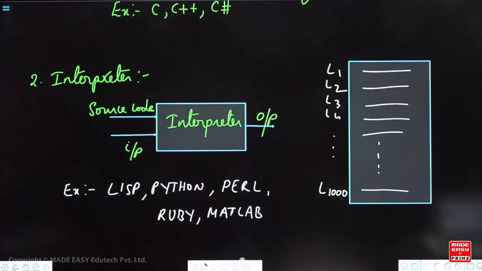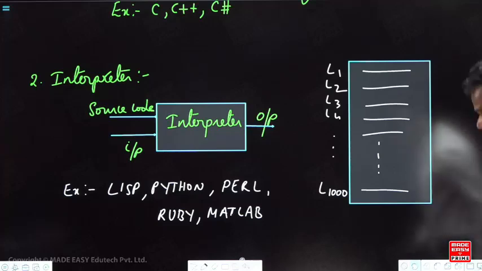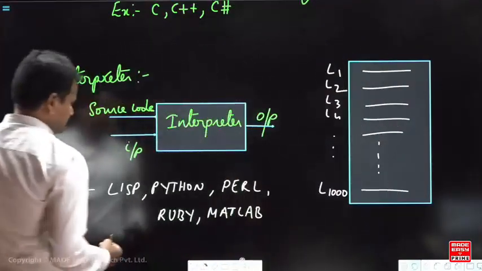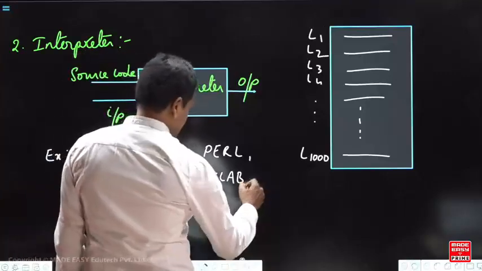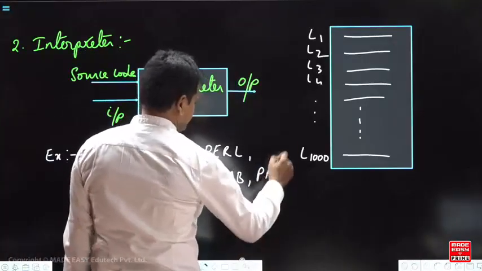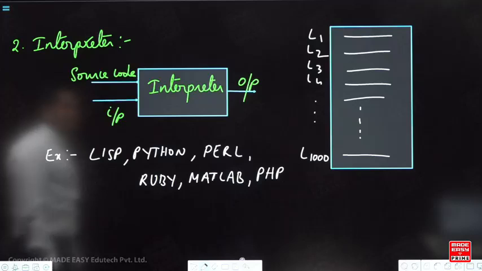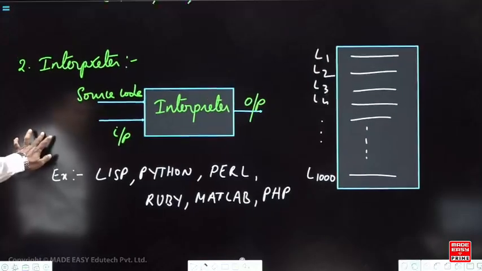So take example. Take this one. And examples: Lisp, Python, Perl, Ruby, MATLAB, and also PHP. So take all this. Then we will go for assembler.